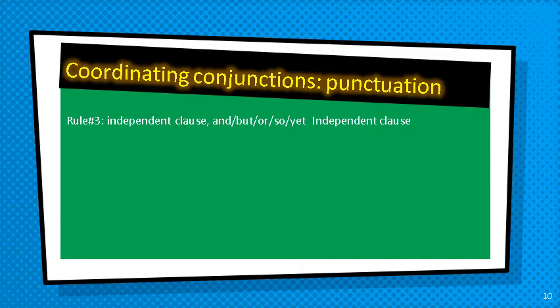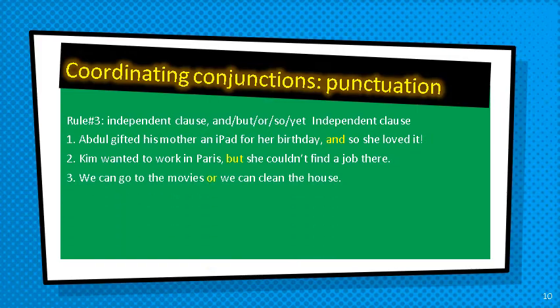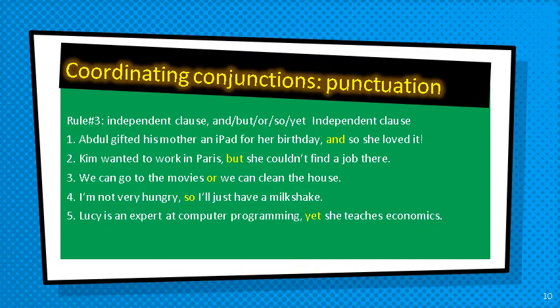Rule number 3. We put a comma between 2 independent clauses, like: Abdul gifted his mother an iPad for her birthday, and so she loved it. Kim wanted to work in Paris, but she couldn't find a job there. We can go to the movies, or we can clean the house. I'm not very hungry, so I will just have a milkshake. Lucy is an expert at computer programming, yet she teaches economics.